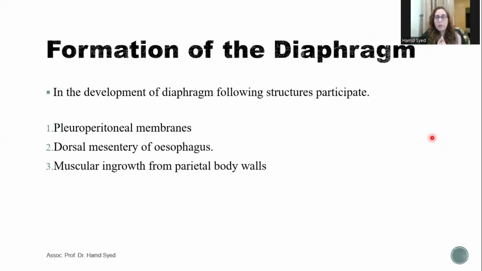Now, you know the diaphragm is a very important primary respiratory muscle. So this muscular sheet, you could say, is present between the thoracic cavity above and the abdominal cavity below.